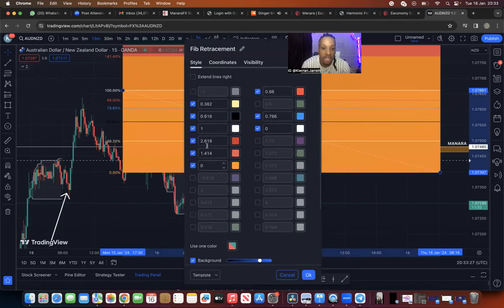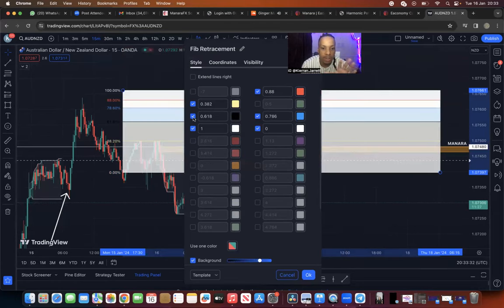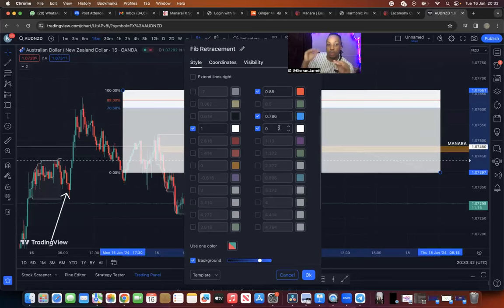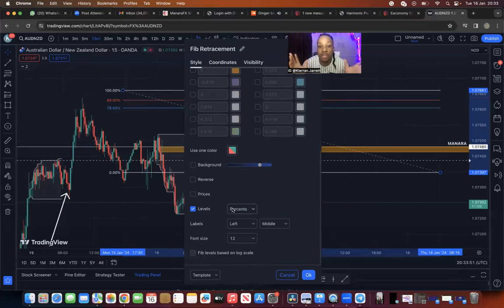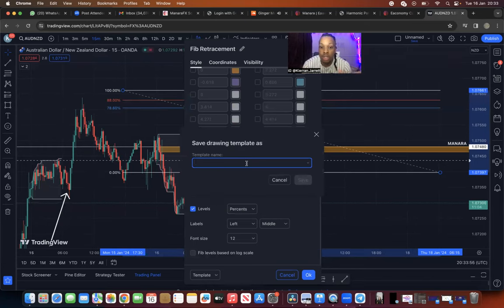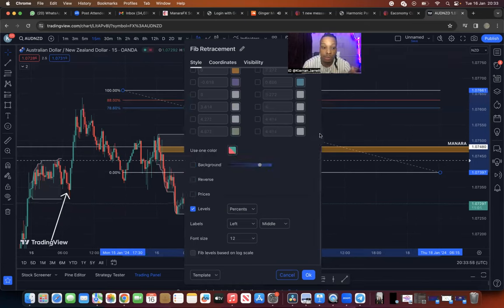Okay? We're just going to get rid of this, this, this, and that. All we want to see is 0.88 in red, 0.786 in blue, 0, which is going to be your bottom, and then 1, which is going to be your top, and then you're going to get rid of the background, and it should look nice and clean like this. Never going to have to mess with this again. Just go to templates, go to save as, call it what you want, and press save, and it will save. Okay? Did that make sense?